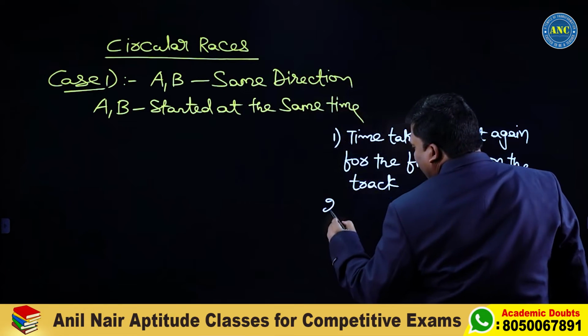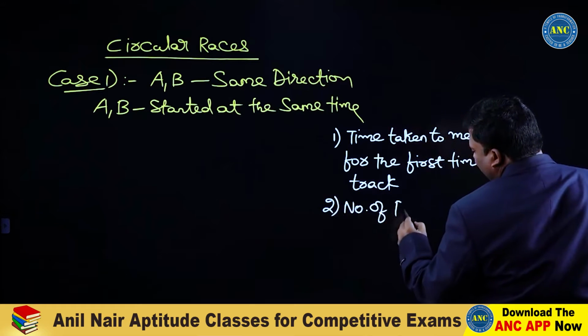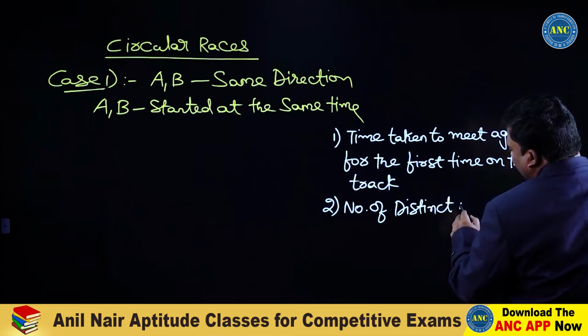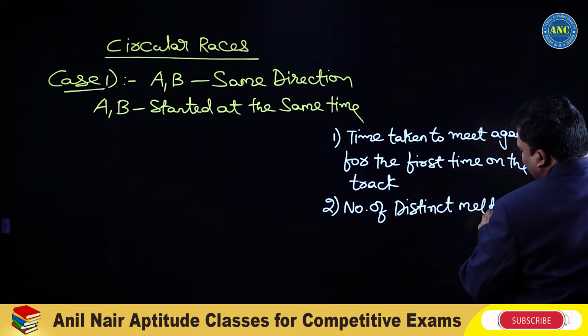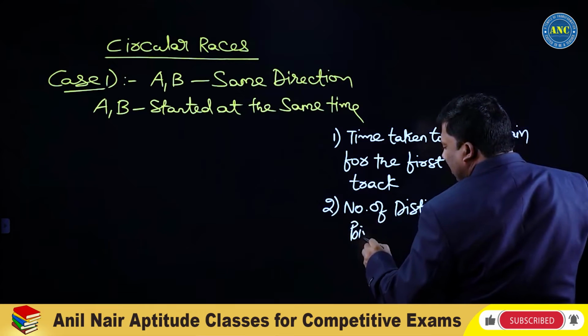Second thing, the number of distinct meeting points. At how many meeting points will A and B keep on meeting? Number of distinct meeting points, the second key point.